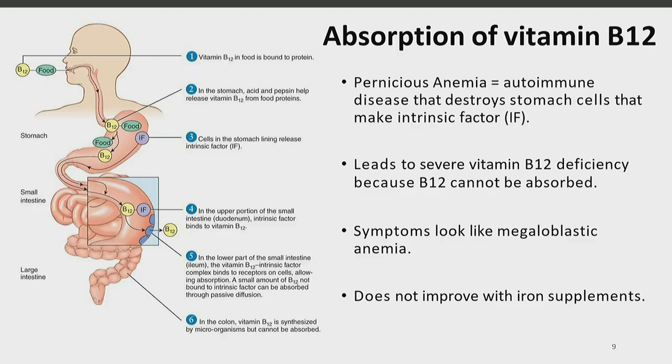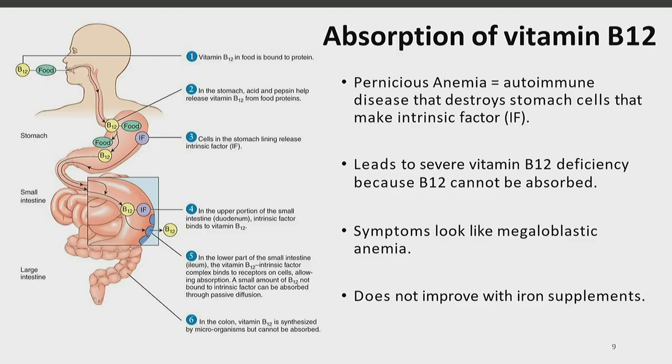And so if I go back to this diagram here, when we talked about absorption of vitamin B12, we did say that vitamin B12 in food is bound to a protein. And when the food is consumed in the stomach, you have HCl and pepsin helping to release vitamin B12 from the food protein. So now the vitamin B12 that has been released from the food protein gets attached to the intrinsic factor, which is released by the stomach lining as well. And it is this intrinsic factor, vitamin B12 complex, that ends up being absorbed into the body.